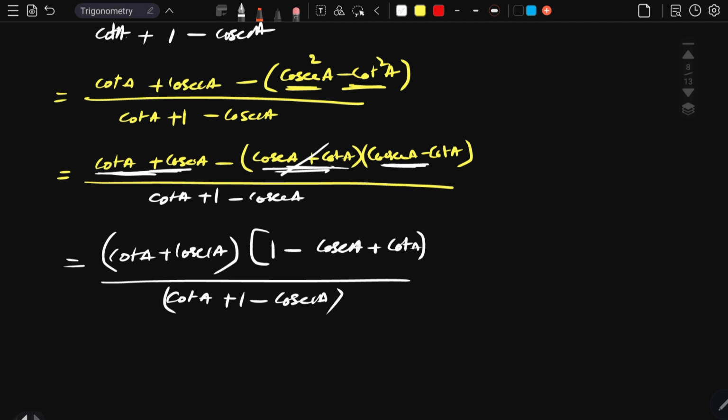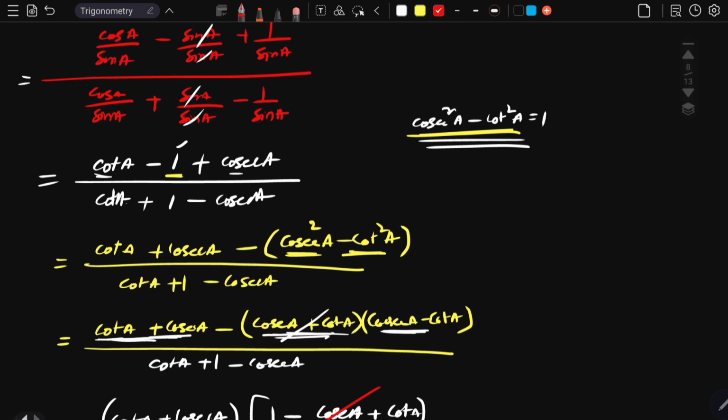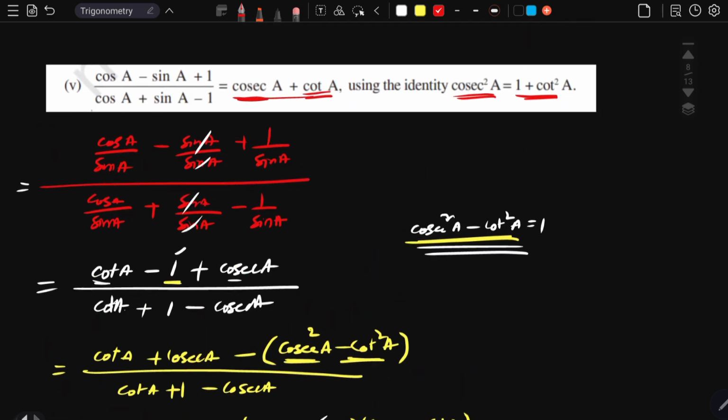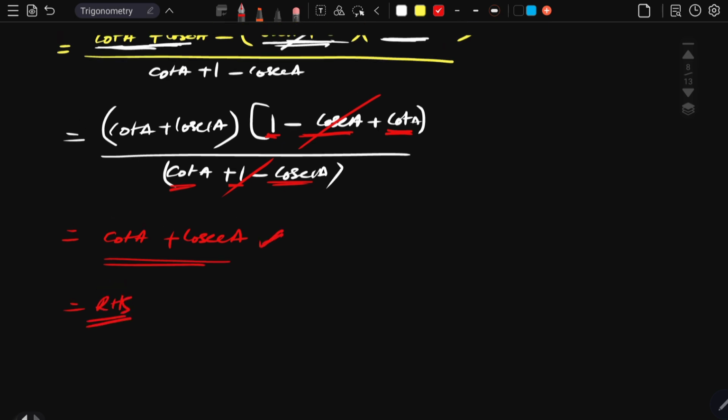Observe numerator and denominator carefully. Here plus 1 and plus 1, minus cosecant A and minus cosecant A, plus cot A and plus cot A, which means these are both the same and will cancel. What did we get? Cot A plus cosecant A. What is the requirement to prove? Just observe the RHS: cosecant A plus cot A. That is exactly what we got. Therefore it is equal to the RHS. It is satisfied and we have proved it.